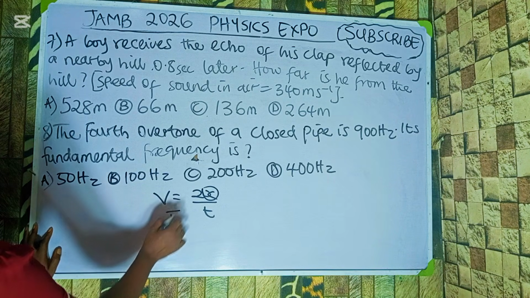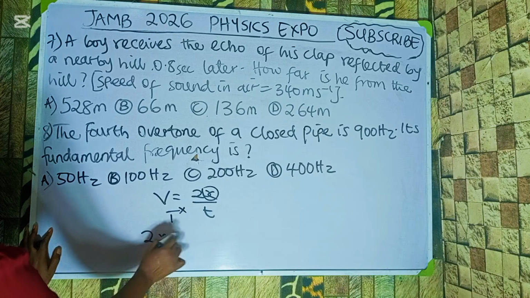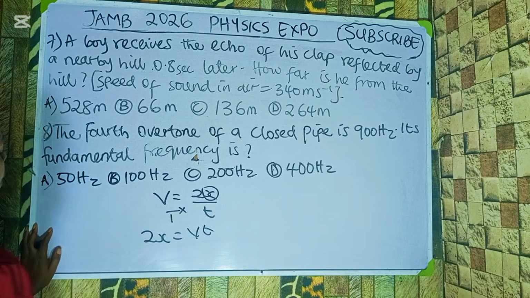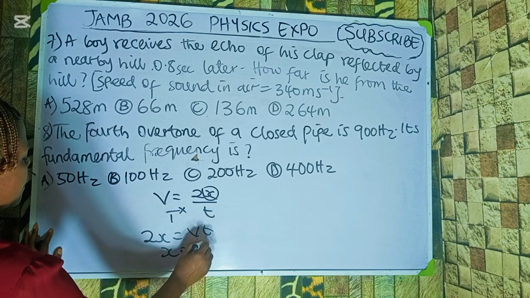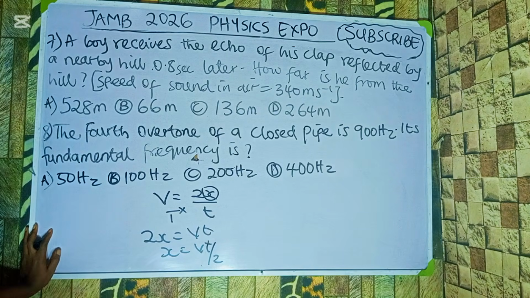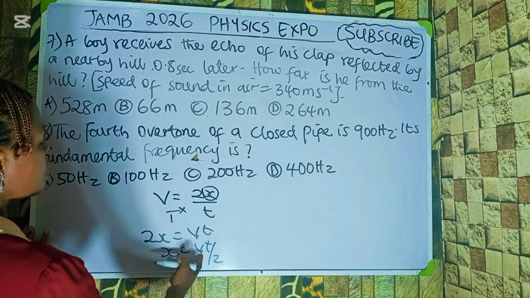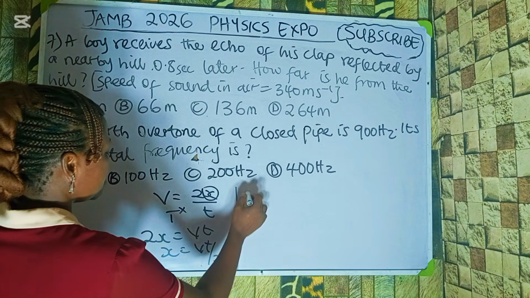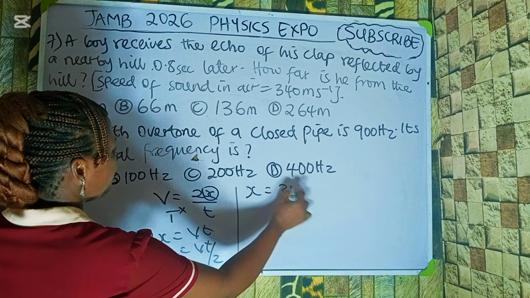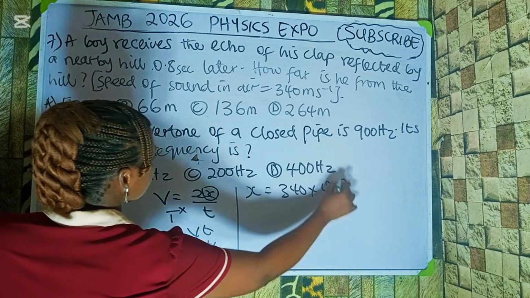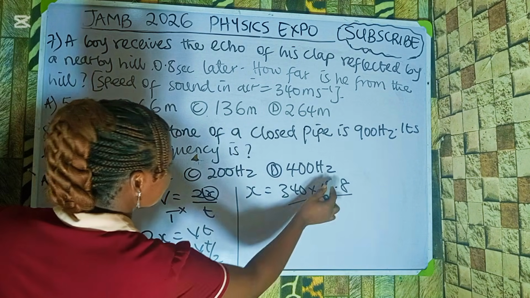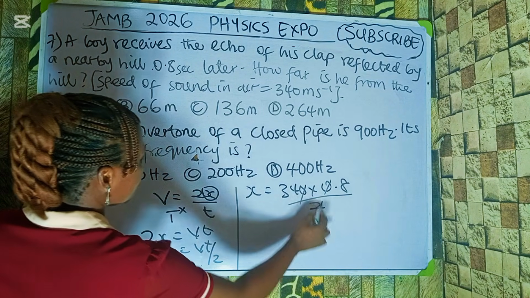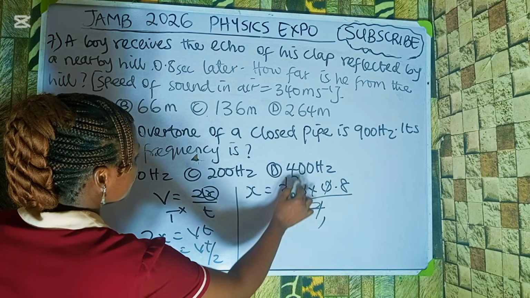Now for us to make it the subject, we say 2x is equals to vt, right? Then x is equals to vt over 2. Alright, so let's just work it out. What's my speed of sound? It is given as 340 times 0.8 all over 2, right? Now this cancels this, okay? And this cancels this, which is going to give me 17.